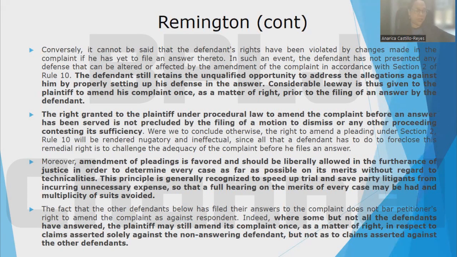The right granted to the plaintiff under procedural law to amend the complaint before an answer has been served is not precluded by the filing of a motion to dismiss. Amendment of pleadings is favored and should be liberally allowed in the furtherance of justice in order to determine every case on the merits without regard to technicalities. This principle is recognized to speed up trial and save party litigants from incurring unnecessary expense so that a full hearing on the merits may be had and multiplicity of suits may be avoided.